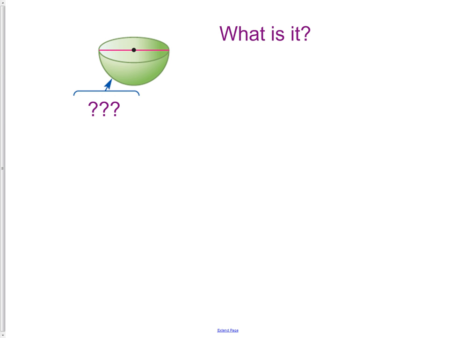Well, a lot of people would call it a half circle, but what we actually should call it is a hemisphere. If you remember from your study in geography from social studies class, a hemisphere would be half the globe. And if you look at this, it looks a lot like half a globe.